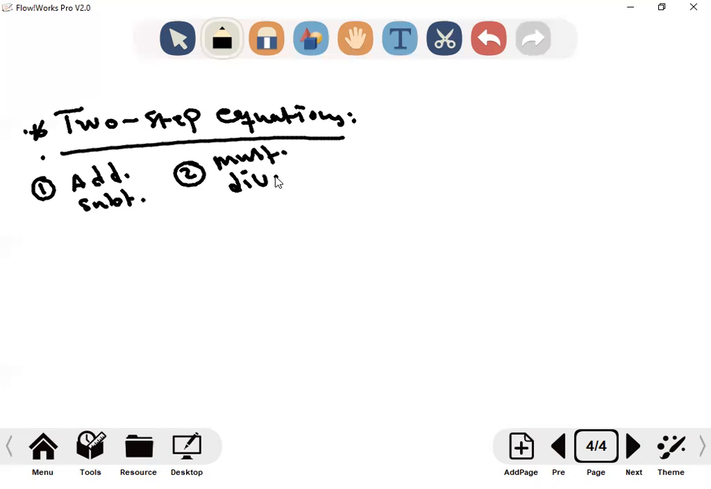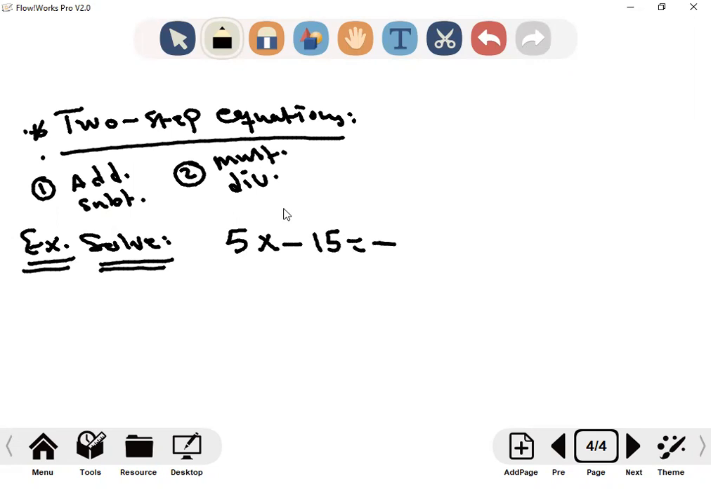Yes. Okay. Now, for example, if I want to solve this equation, solve the equation 5x minus 15 equal negative 20. Now here, the first step, guys, we need to get rid of this addition or subtraction? Here we have subtraction.